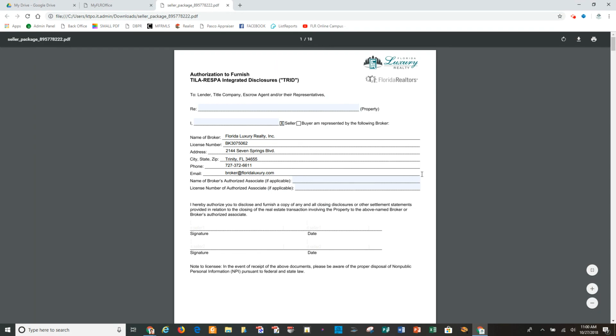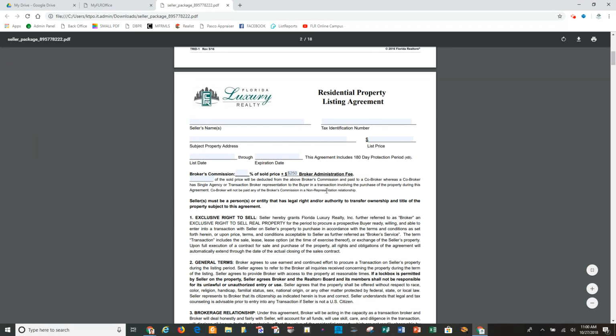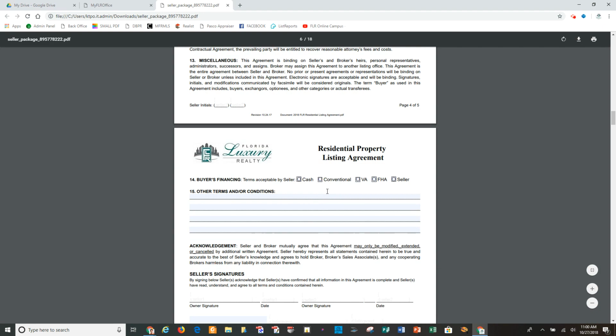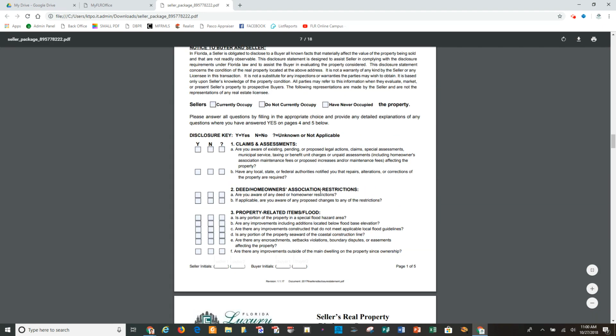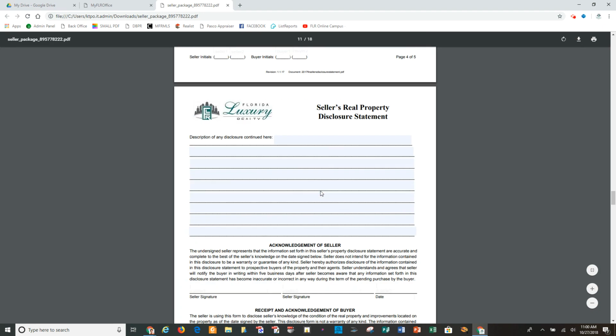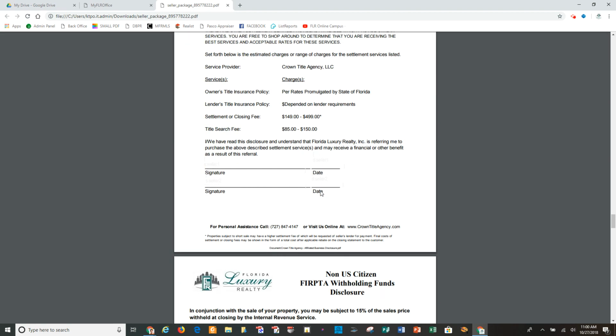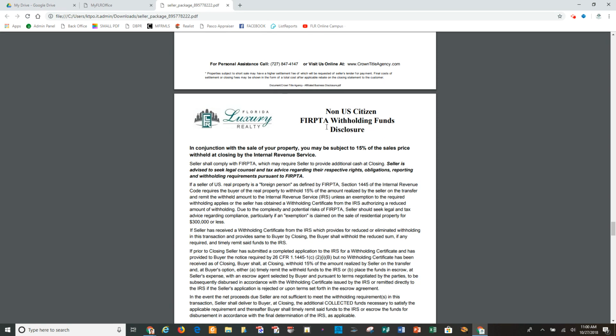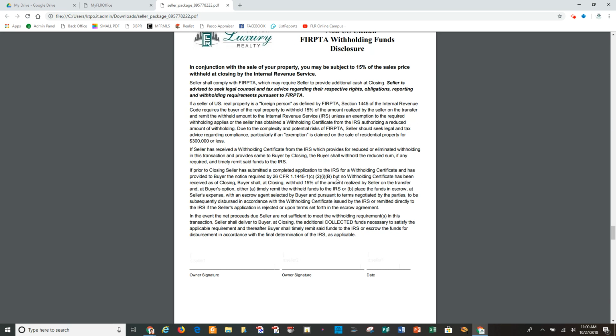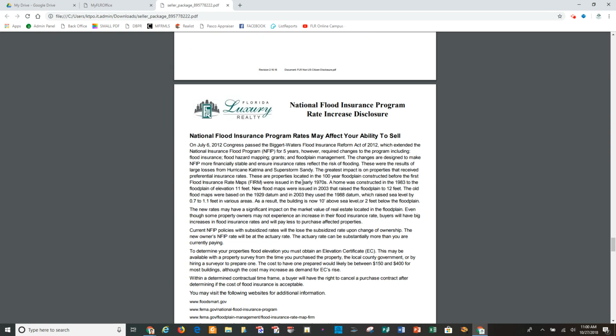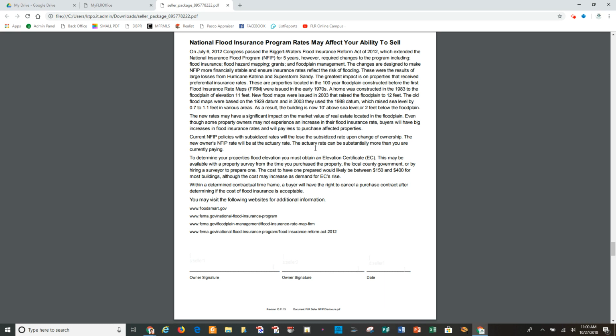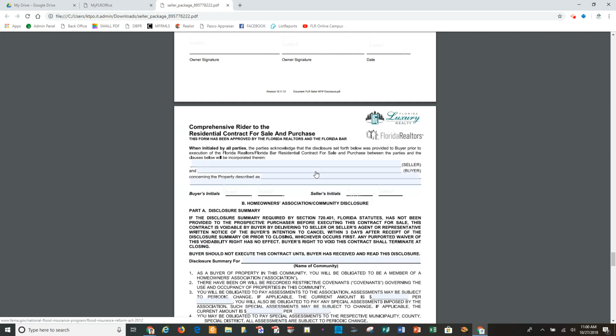So here are the TRID, the listing agreement, the seller's disclosure, the affiliated business disclosure, talking about if the property owner is not a U.S. citizen, the potential withholding of 15% at closing, and flood insurance. A property with a requirement of flood insurance could affect its ability to sell because of the rising cost of insurance.